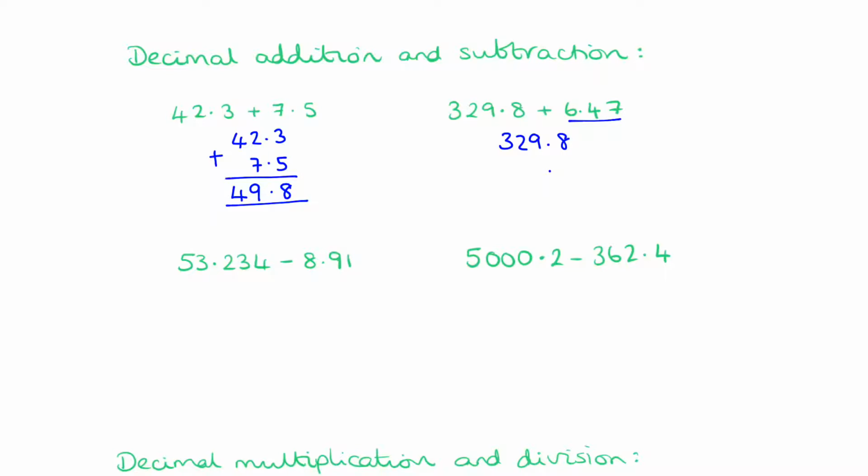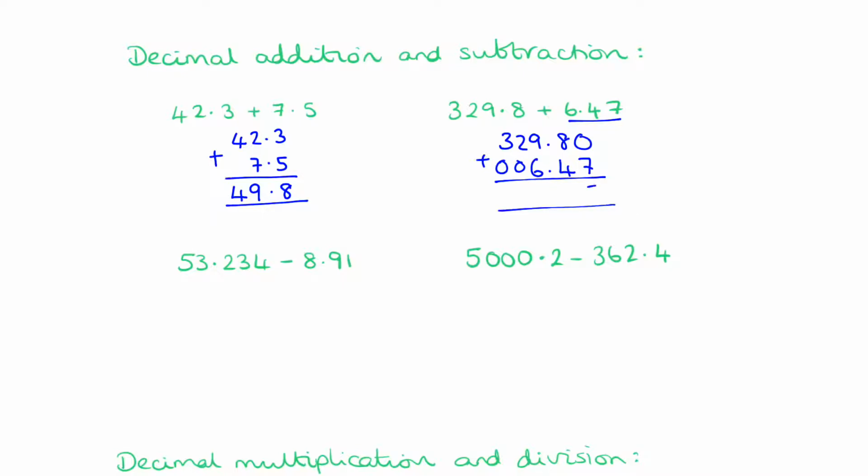So the 6 comes before the point and the 4 and the 7 come after the point. When you're adding and subtracting decimals, you should fill in spaces with zeros that are to the right. You can fill in these spaces with zeros as well if you like. Fill in any spaces with zeros.